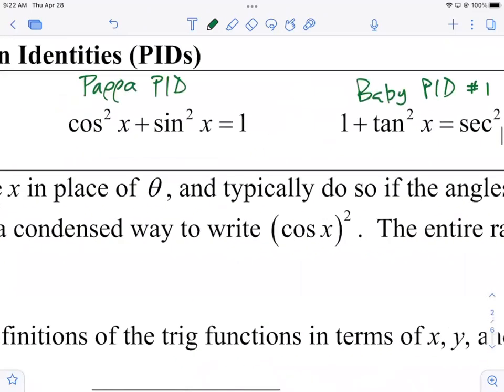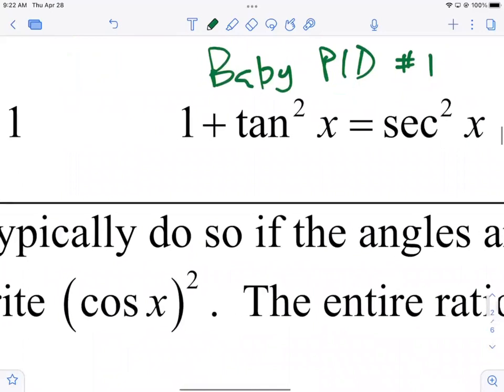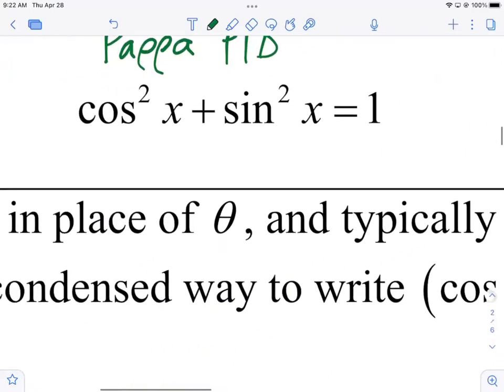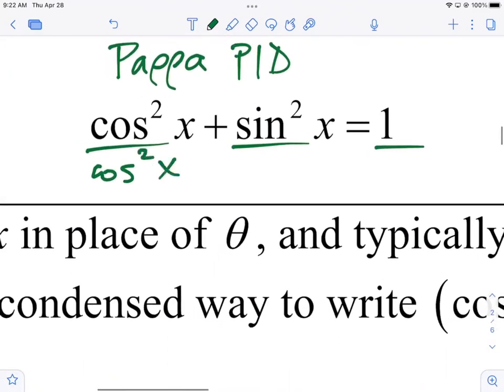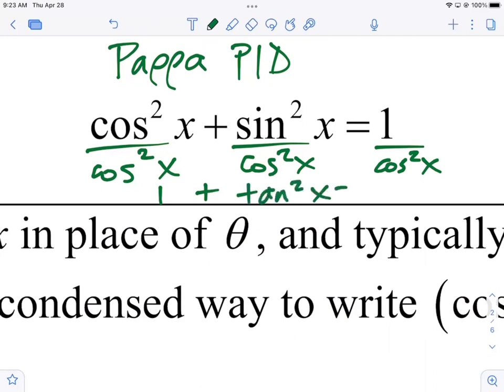Here's why I call him baby PID. If you take Papa PID and you simply divide everything through by cosine squared, divide the left side by cosine squared and divide the right side by cosine squared, right? That preserves the equality. Whatever you do to one side, you got to do on the other. Look what happens. What's cosine squared over cosine squared? 1. What's sine squared over cosine squared by the ratio identity? Tangent squared. Yep. And what's 1 over cosine squared by the reciprocal identity? Secant squared. There you go.